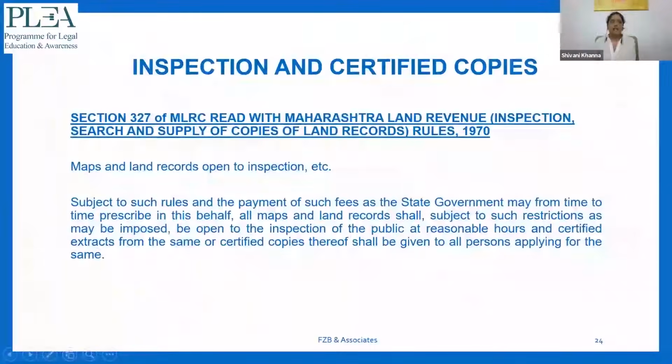Now we have seen the revenue records, the land records, property cards and all. So when you are doing a title investigation, it is necessary that you obtain certified copies, the latest certified copies of all these documents. Section 327 read with the rules gives you this opportunity to take inspection and take certified copies on payment of the prescribed fee.